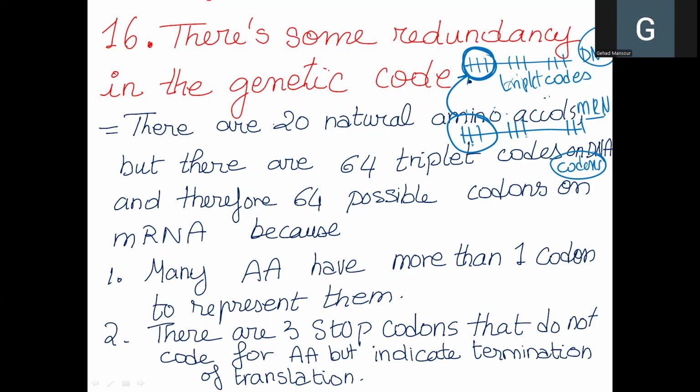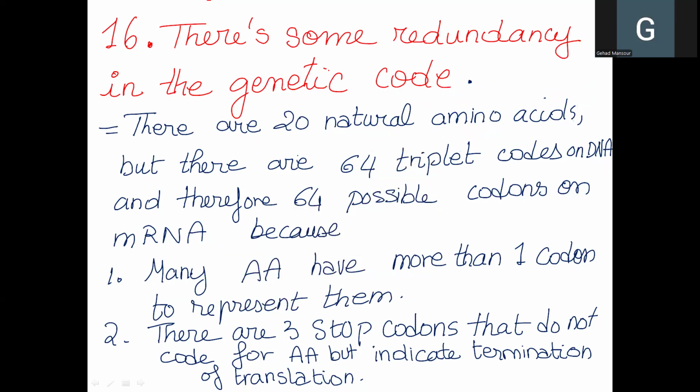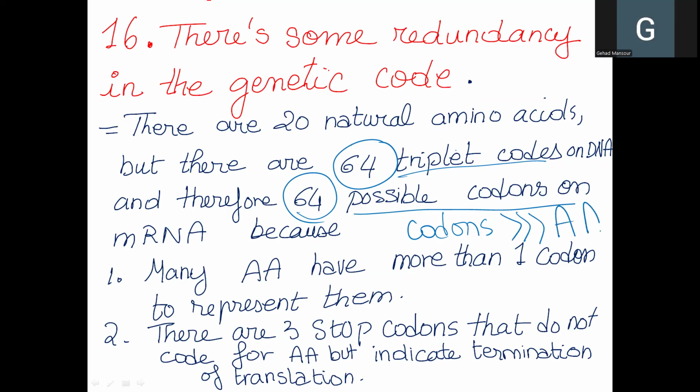So why is the genetic code redundant? Because we have only 20 natural amino acids, but we have 64 triplet codes. Since we have 64 triplet codes on DNA, then we have 64 possible codons on messenger RNA. So the number of codons is much, much greater than the number of amino acids, although we say that every codon codes for a particular amino acid.